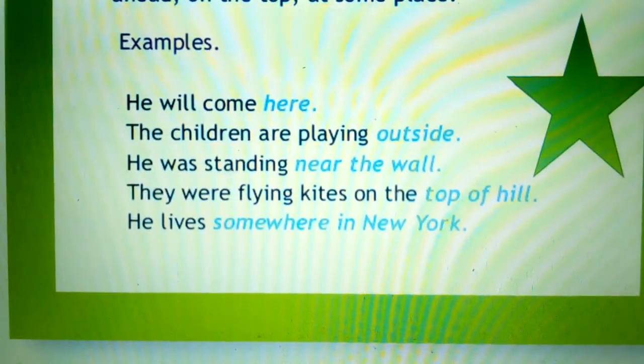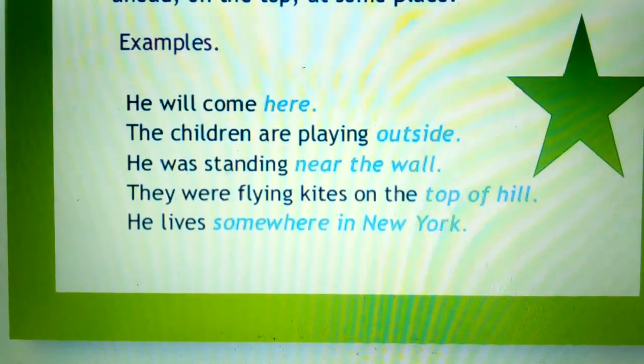And the examples are he will come here. The children are playing outside. He was standing near the wall. They were flying kites on the top of the hill. And the last example is he lives somewhere in New York.